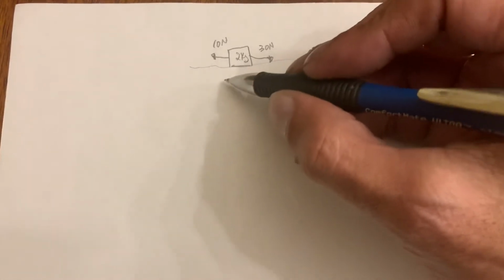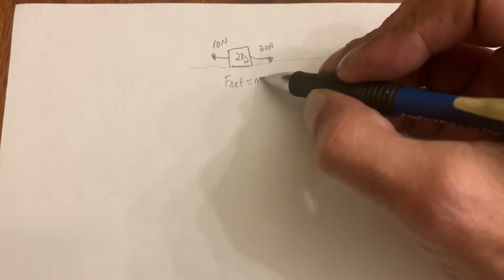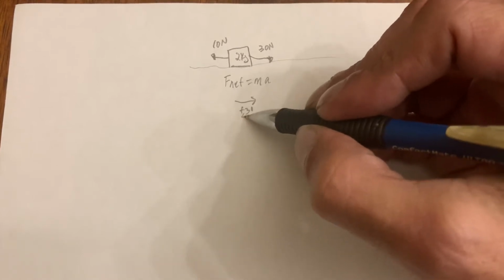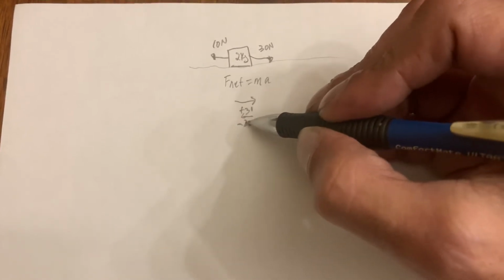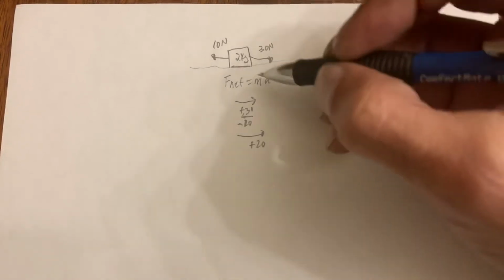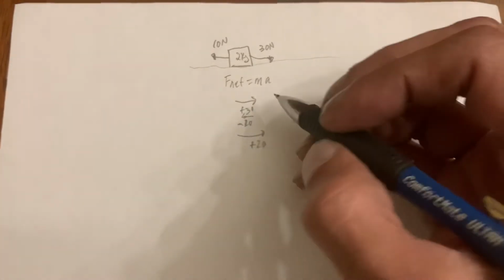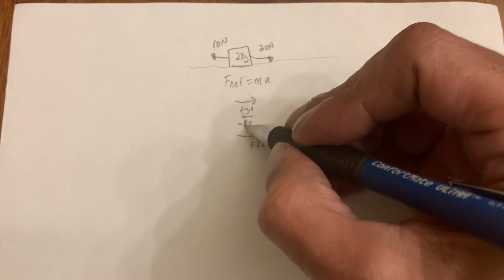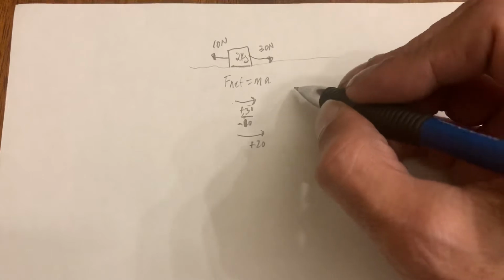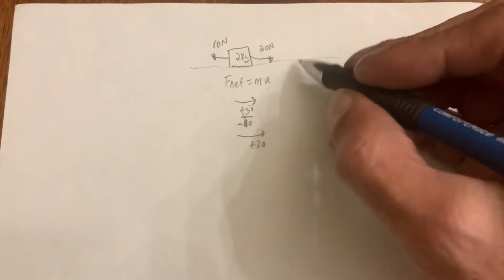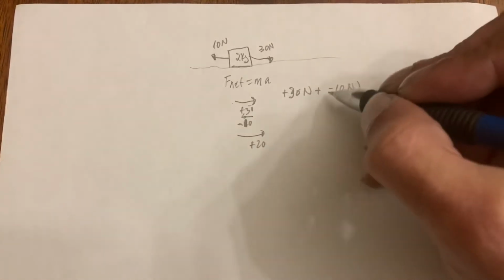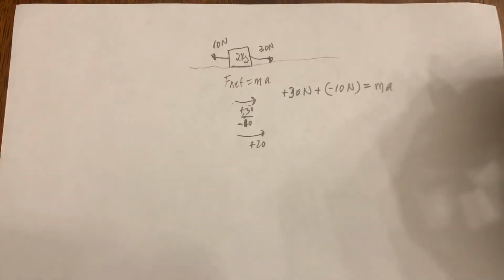Then, using Newton's law, F net equals ma, I first find the net force. I have plus 30 minus 10, excuse me, which gives me a plus 20. So plus 20 is what I'm left with once I add up these two vectors, one going positive and one going negative. Basically I could rewrite F net as, everything to the right is positive, so 30 newtons positive plus a negative 10 newtons, and that's going to equal my mass times acceleration.